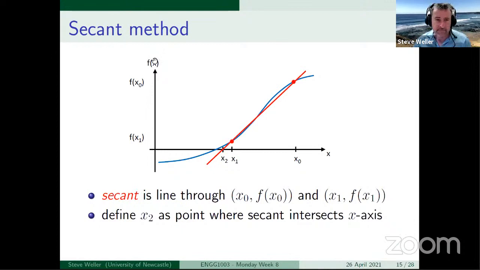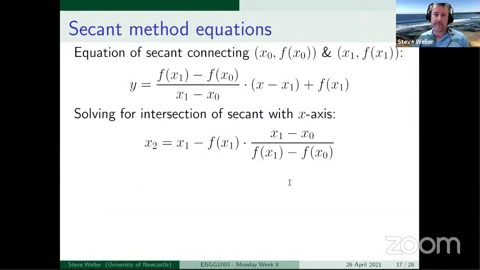If we then set y, the vertical value, equal to 0, we get this x2. Remember, we defined x2 as the x value corresponding to where the secant intersected the x-axis, namely where the vertical value was equal to 0. If we then rearrange, we get an expression for x2 that looks like this. Let's just pause at this point. Look at the right-hand side of that equation. We've got x2 is equal to stuff. Let's look at what's on the right-hand side.